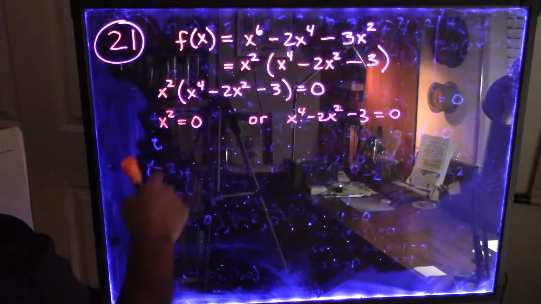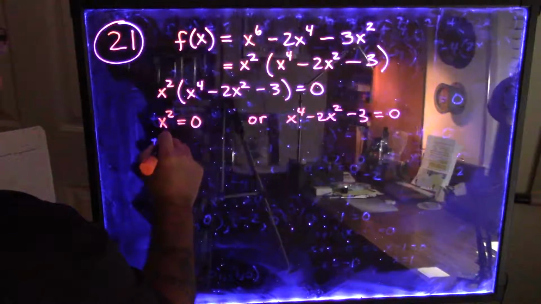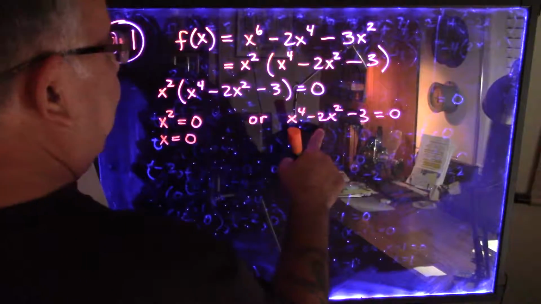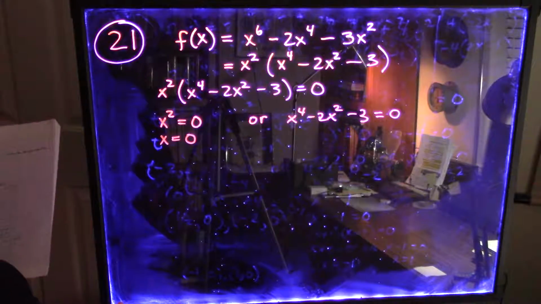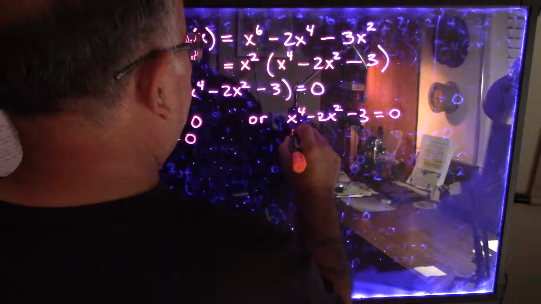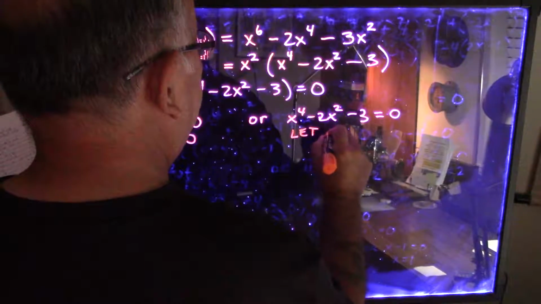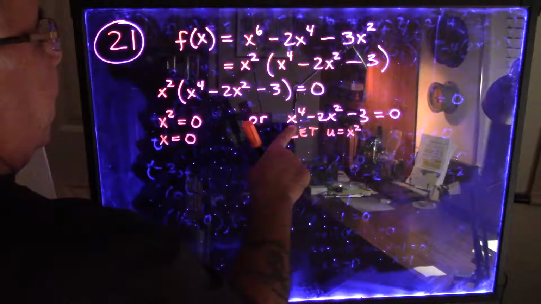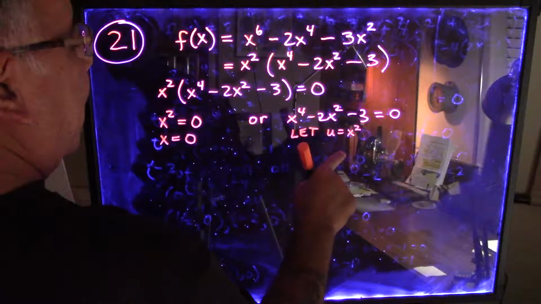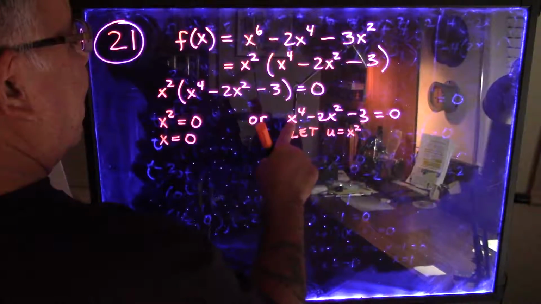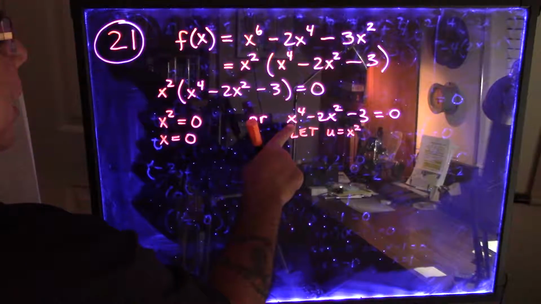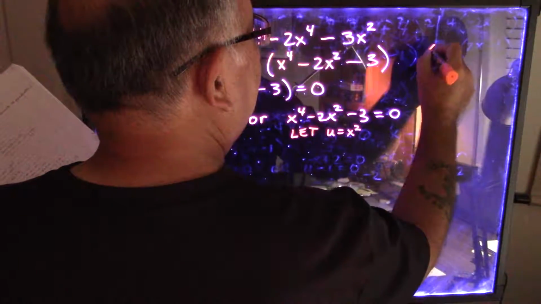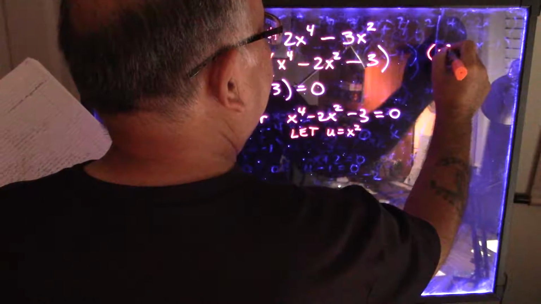Alright, so this is pretty easy to solve. x equals 0. And over here, this is reducible to a quadratic equation. So we'll let u equal x squared. So then that would be u squared squared, right? Or rather, x squared squared, not u squared squared. This would be x squared squared is x to the fourth. Let me write it up here in case you're not seeing that.